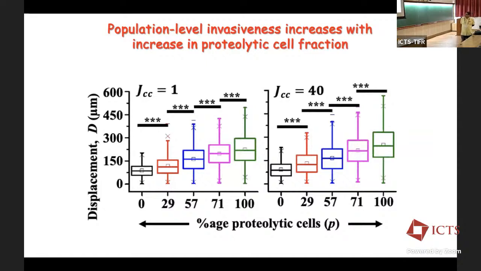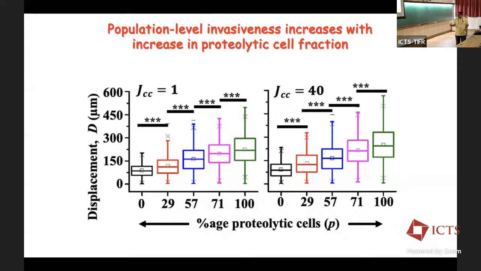As you increase the proportion of proteolytic cells, the overall displacement or extent of invasion increases, but note that this is not linearly proportional. If you follow this track, beyond 60% it begins to saturate. So this is not a linear correlation.